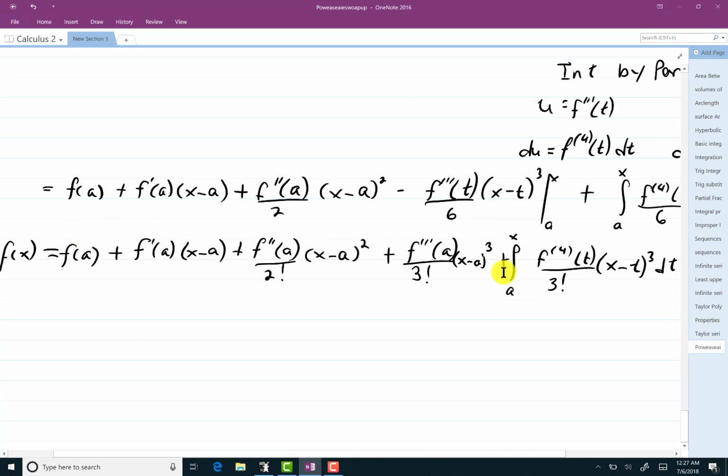And in fact, I can rewrite it this way. f of x can equal, now I can do the sum, k equals 0 to infinity, and I can do f to the k, evaluated at a, over k factorial times x minus a to the k.